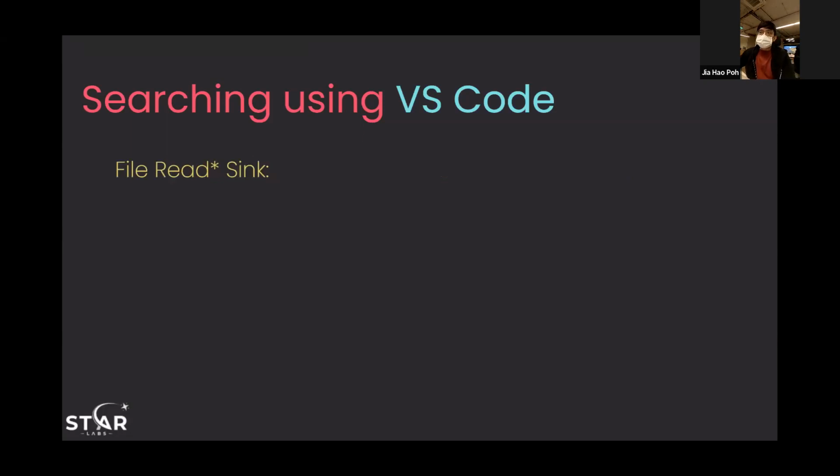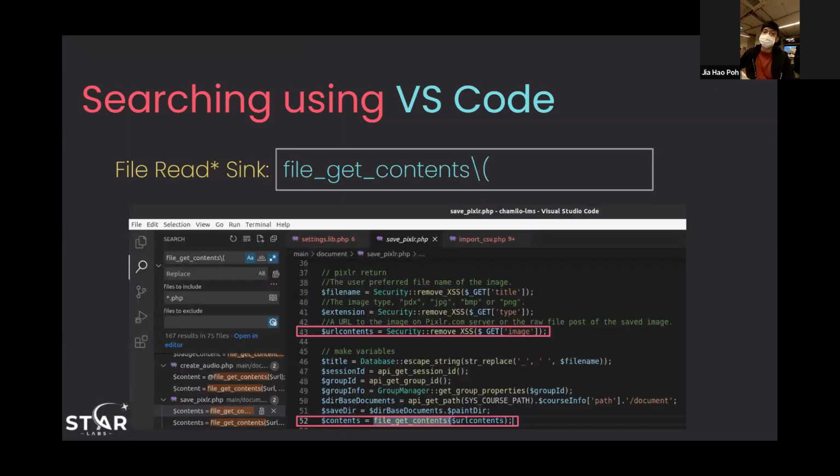We can also look for other kinds of things besides just RCE, such as file read. In the case of PHP, there are a lot. This is just one of them, the file_get_contents function. This is interesting because this function lets you specify local files or even URLs. So if you can control the protocol, you can actually do a lot of things with it.